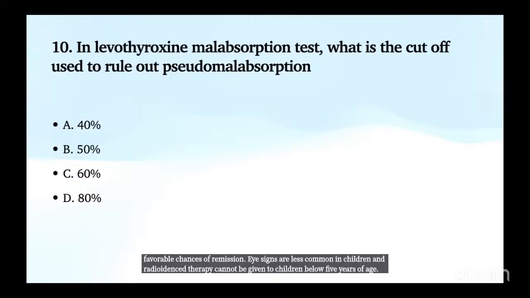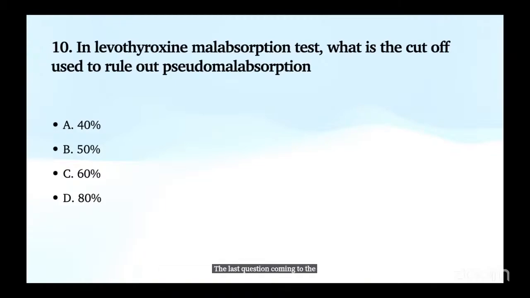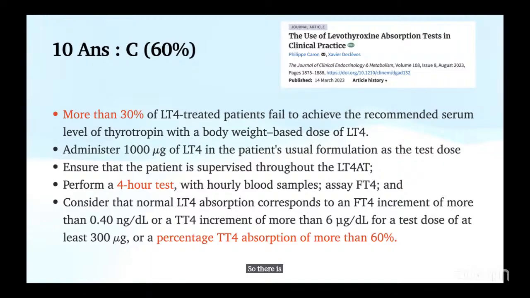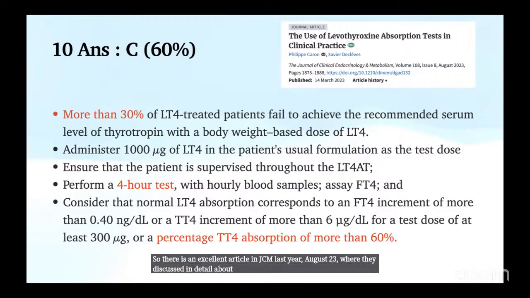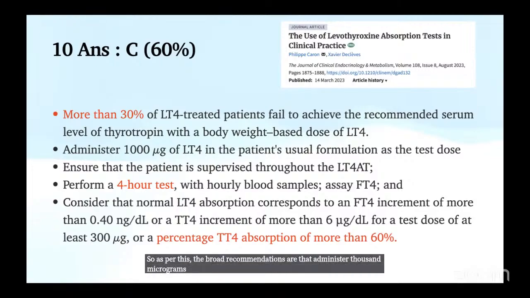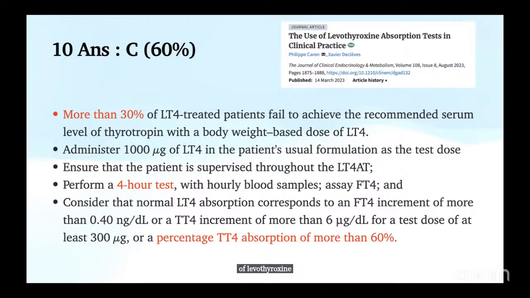The last question, coming to the levothyroxine malabsorption test: what is the cutoff that we use for pseudo malabsorption? The answer is C, which is 60%. There is an excellent article in JCM last year, August 2023, where they discussed in detail the levothyroxine absorption test. As per this, the broad recommendation is to administer 1000 micrograms of levothyroxine in the patient's usual formulation as the test dose. This is a debatable dose.